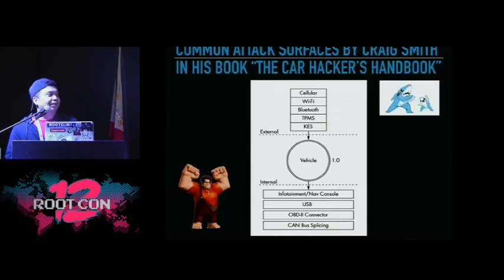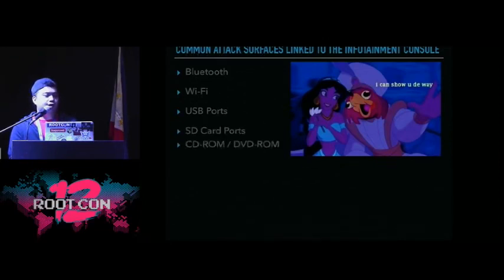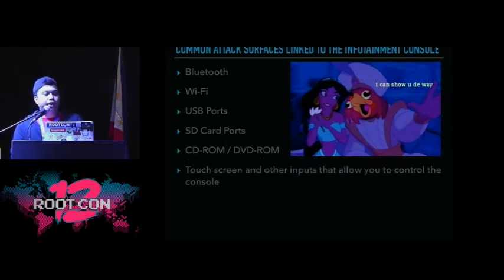Those are the common attack surfaces: cellular, Wi-Fi, Bluetooth, and so on. But we will not be talking mostly about these. We'll be talking about the attack surfaces for an infotainment console. We have the Bluetooth, the Wi-Fi, the USB ports, the SD card ports, the CD-ROM or DVD-ROM. Craig actually talked about this one already, so I'm just going to skip that part. Then the touchscreen and other inputs that allow you to control the console.